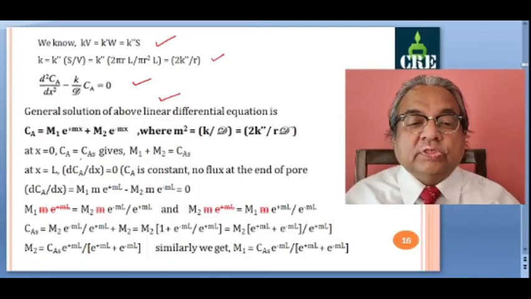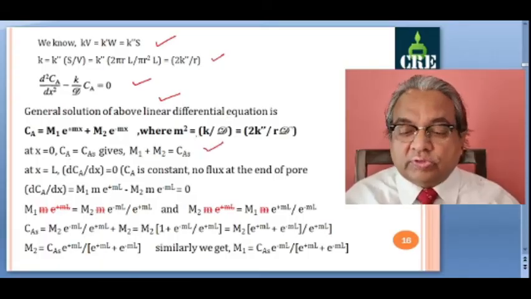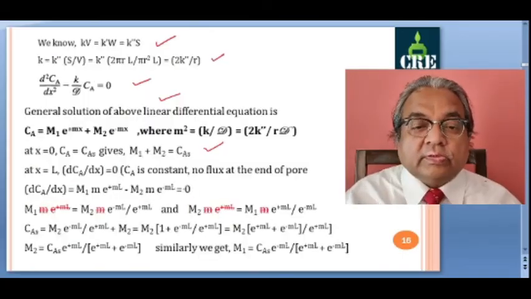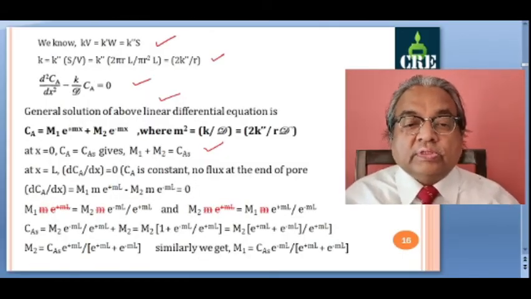At x is equal to 0, Ca is equal to Cas. So if you substitute here, this 0, this becomes 1, this is 0, this becomes 1. So m1 plus m2 is equal to Cas, this equation we get.